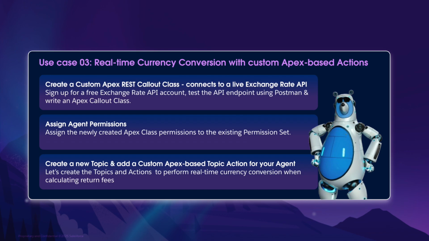Firstly, let's create a custom Apex REST callout class that connects to a live exchange rate API. During this step, we will sign up for a free exchange rate API account, test your API endpoint using Postman, create the Apex custom REST callout class, and whitelist the REST API endpoint in a remote site setting within Salesforce.